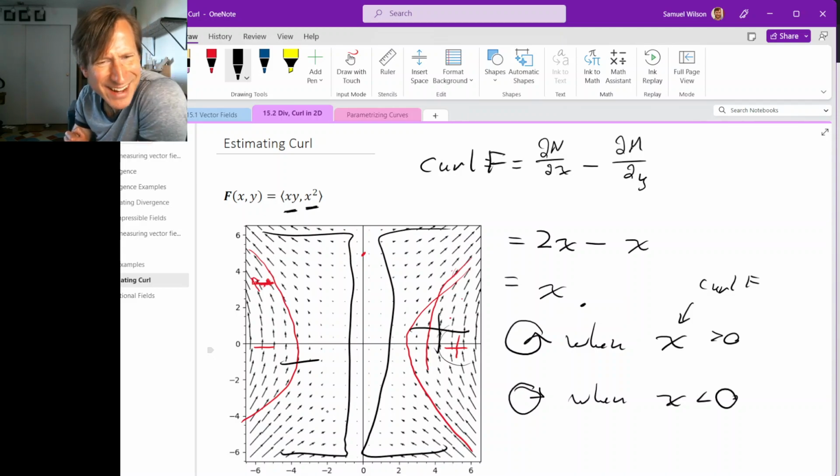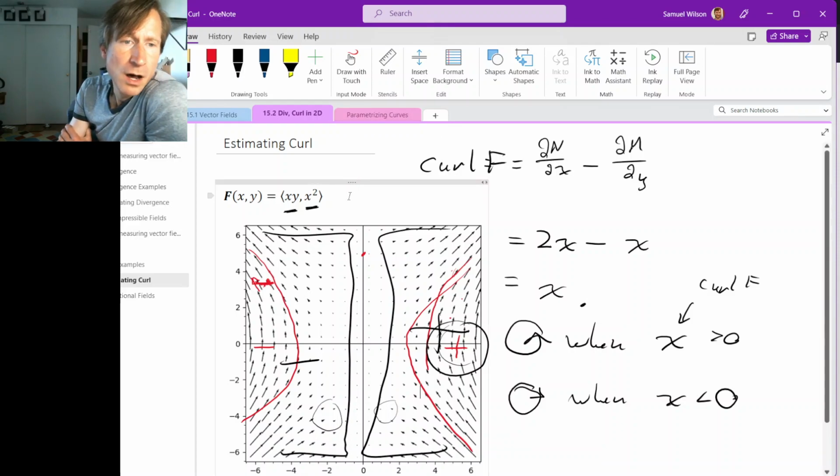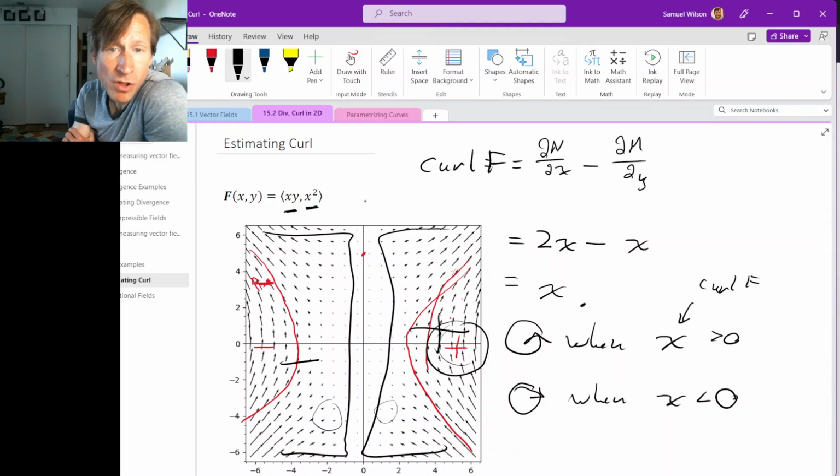So you can tell, in some situations it's actually hard to tell whether the curl is positive or negative. But when the curl gets big enough, that's when we can actually tell whether it's positive or negative. So estimating curl is most effective when the curl is big, usually. Along the y-axis here, of course, the curl is exactly 0, because along the y-axis, x is equal to 0.